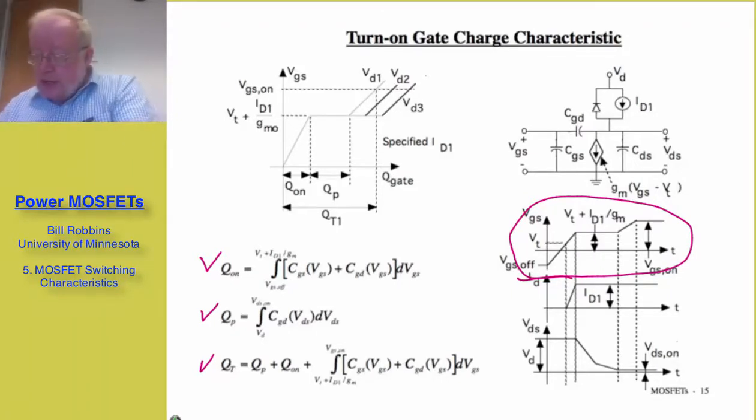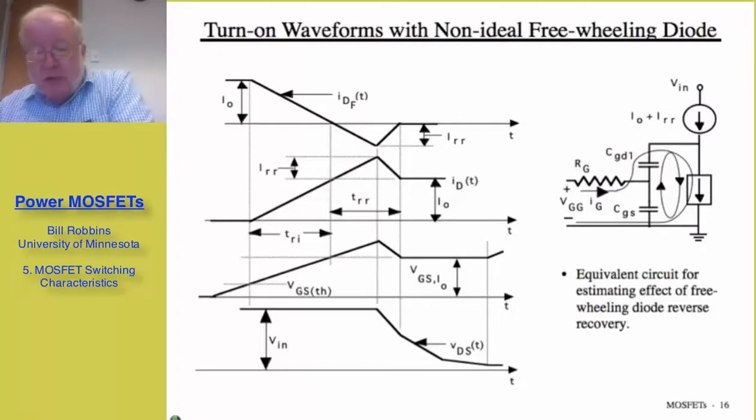The analysis that I just went through, or this quick overview if you like, assumed that we had a perfect freewheeling diode. If we have a non-ideal freewheeling diode, things change a little bit, and we put extra power dissipation into the MOSFET because of the non-ideal behavior of the diode.